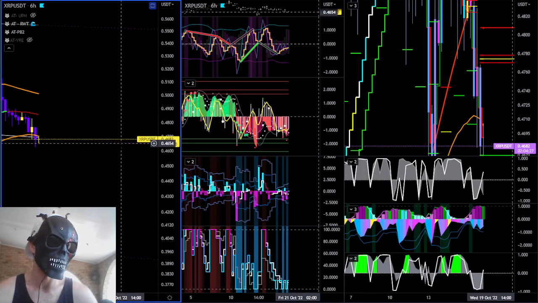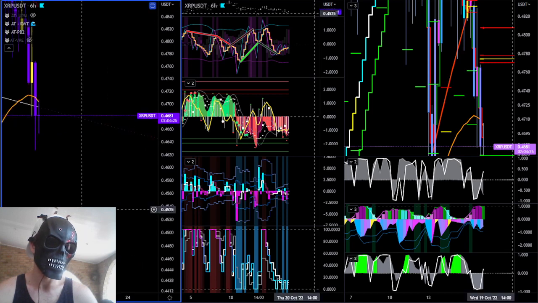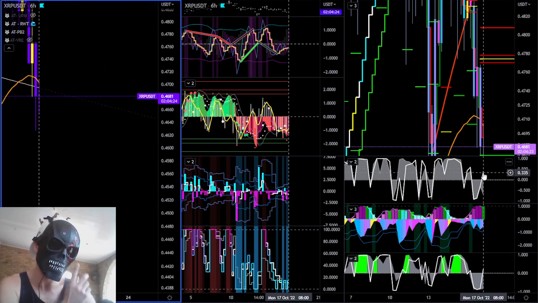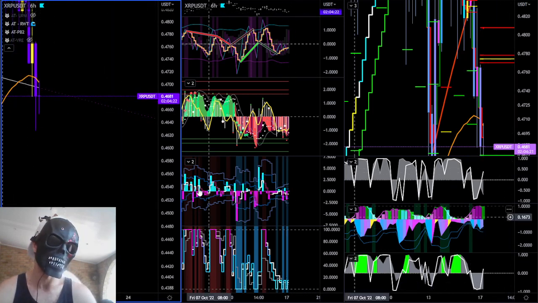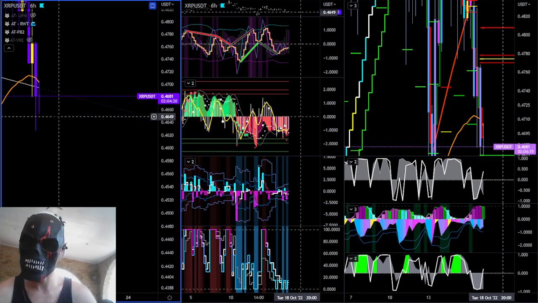We lost it. We didn't lose it. So as you can see, the 6 hour is contracting, moving into positive correlation, but not in a trend. So this is going to get quite wicky.